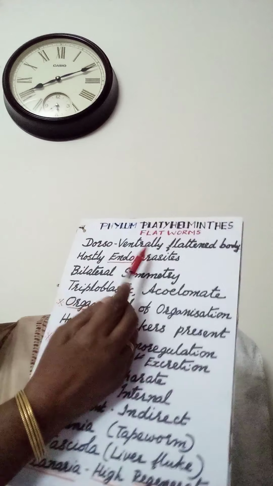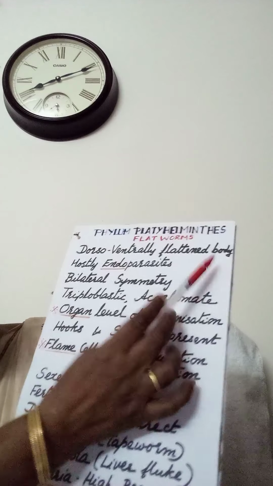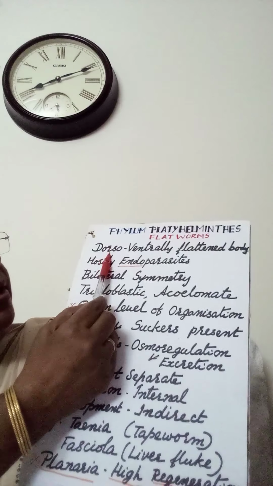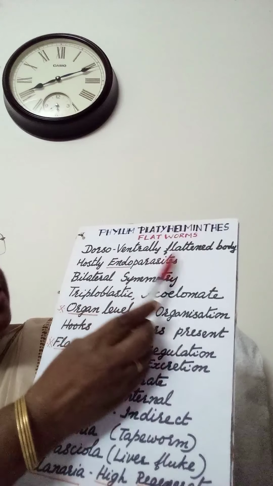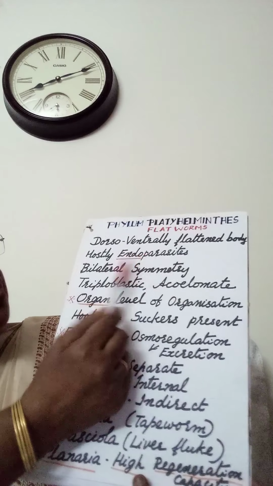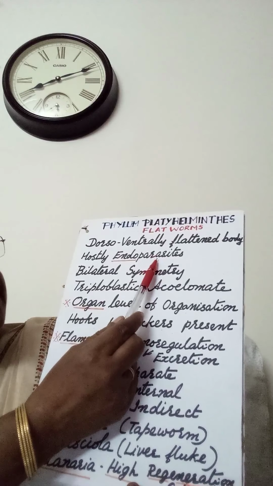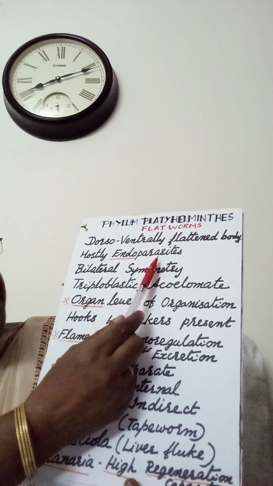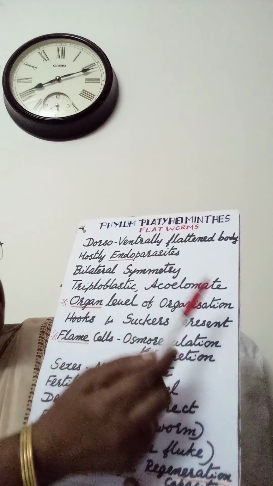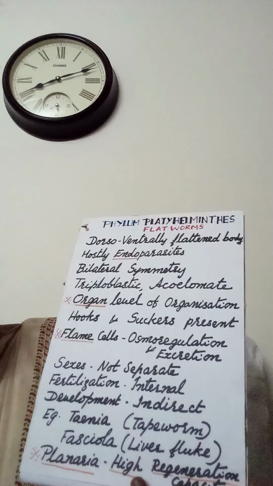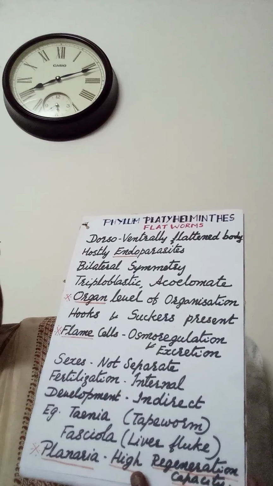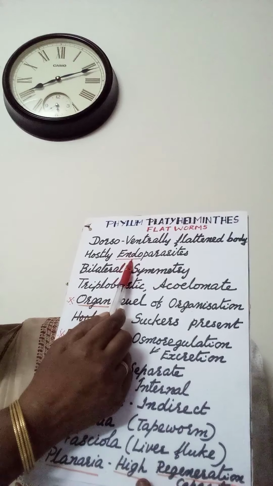The important characters of phylum Platyhelminthes are, they are called flatworms because they are dorso-ventrally flattened bodied animals. That means dorso meaning back side, ventral meaning front side. Both sides are flattened. Next point is important. They are mostly endoparasites. Parasites depend upon others for food and shelter. Two types are there, endoparasite and ectoparasite. Ectoparasite is present on the surface of the body, whereas endoparasite is present inside the body.